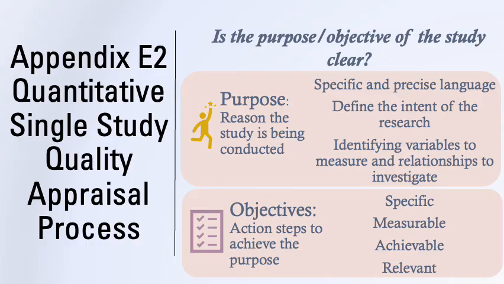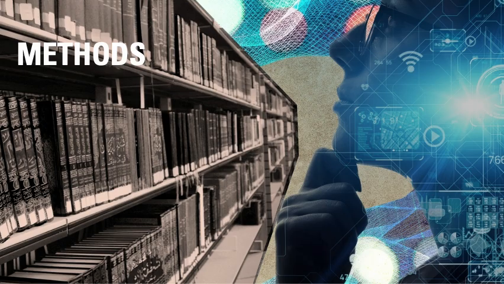When appraising the clarity of the study objectives, assess that each objective is specific, measurable, achievable, and relevant to the study purpose. The methods section of a quantitative study should describe how the study was conducted in a manner that the reader can evaluate the rigor and validity of the study and that other researchers could replicate the study. There are 12 quality appraisal questions related to methods.